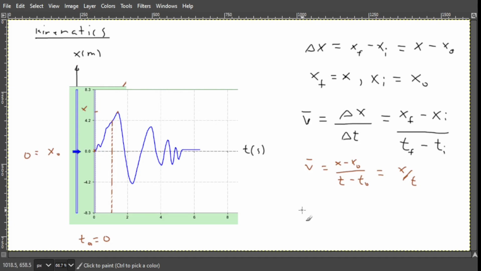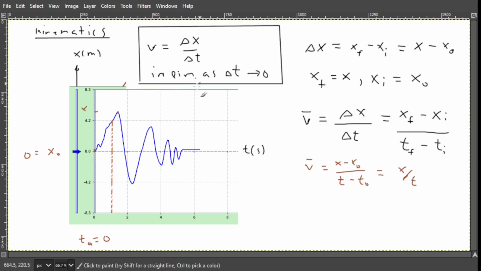Well, if you think about it for a second, this may make sense to you. The instantaneous velocity is defined to be the velocity right now at that point. The instantaneous velocity, which we'll just call v instead of v bar for v average, is just equal to delta x over delta t, but in the limit as delta t goes to 0. That is, the instantaneous velocity is defined to be the rise over the run in a vanishingly small interval of time.